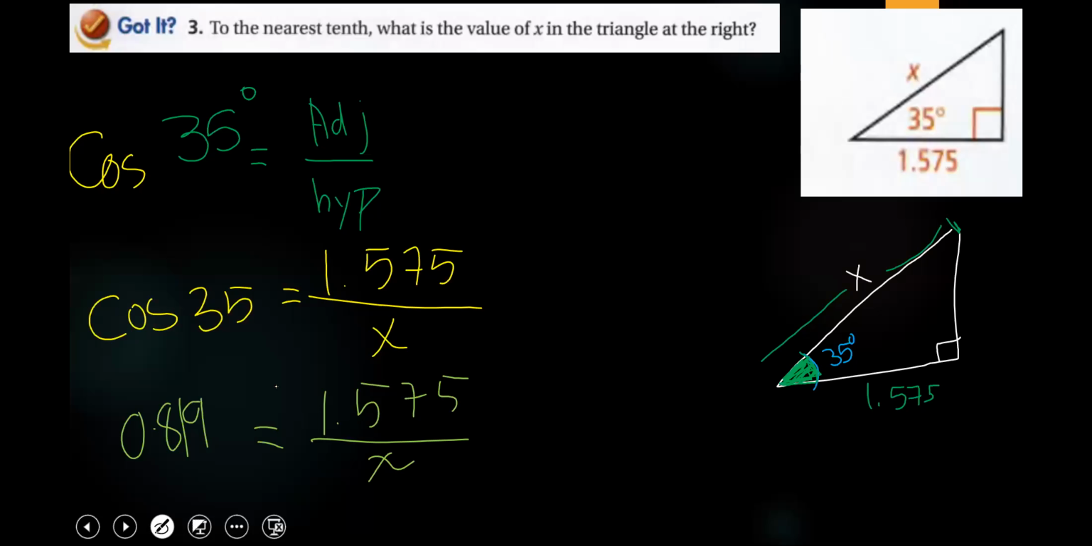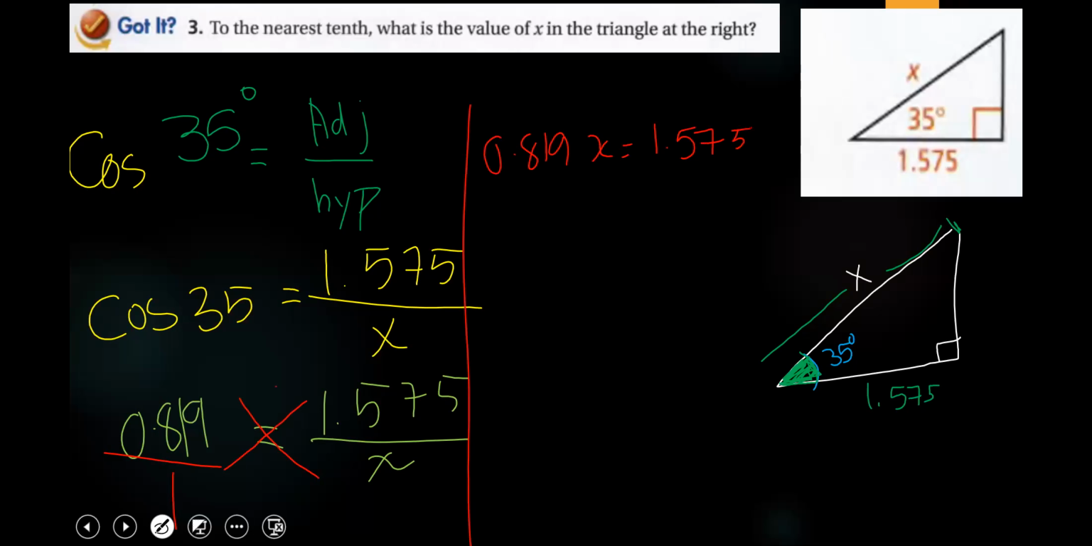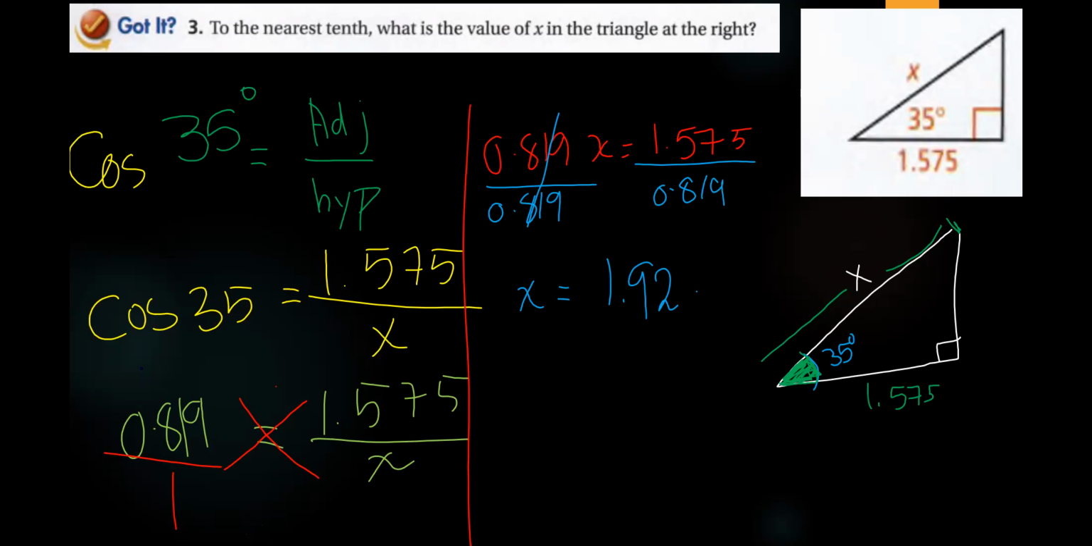So let's now make a cross product. Then 0.819 times x equals 1.575. Since x is multiplied by 0.819, I have to divide by 0.819. So x will be 1.575 over 0.819, which is 1.92. So the length of x is 1.92. Is it clear? Yes, teacher. So it will be 1.92.